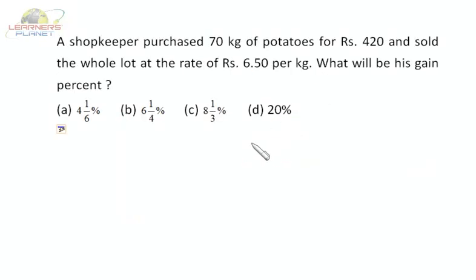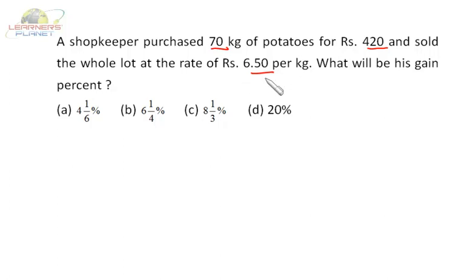Now let's see this problem. A shopkeeper purchased 70 kg of potatoes for rupees 720. That means 6 rupees per kilo, and sold the whole lot at the rate of 6.5 per kilo. Then what is his percentage profit? That means he is buying it for 6 rupees per kilo and selling it for 6.5 rupees per kilo. So whatever the profit or loss is there on 1 kilogram, the same will be applicable on the whole lot.